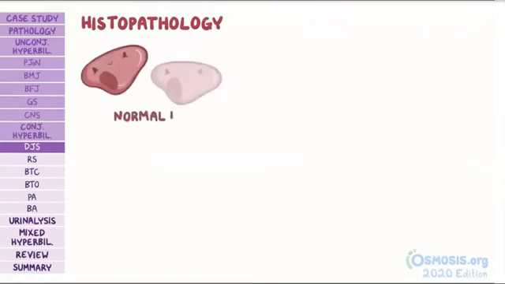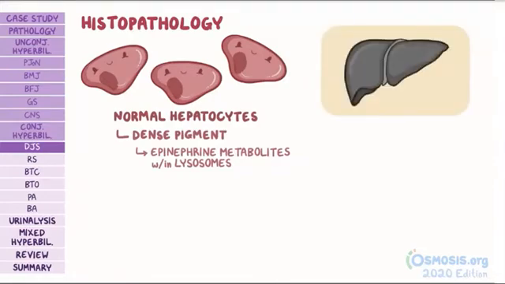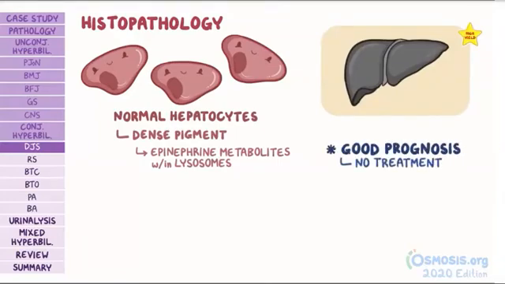Histopathology reveals normal hepatocytes with a dense pigment composed of epinephrine metabolites within the lysosomes of hepatocytes. A frequently tested concept is that individuals with Dubin-Johnson syndrome have strikingly black livers. Since individuals with Dubin-Johnson syndrome have good prognoses, no treatment is necessary.